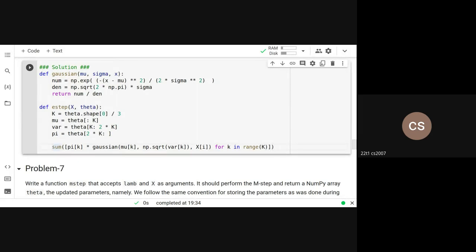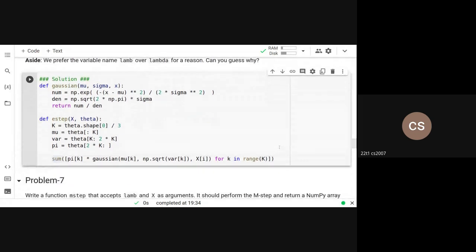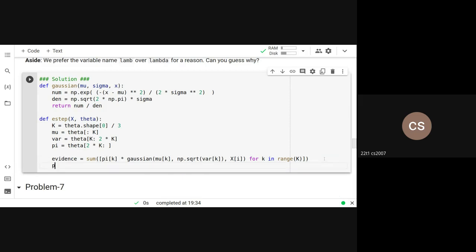Denominator in the Bayes rule, what is it called? Prior, posterior, likelihood? In the context of Bayes rule, what is the denominator called? Is it likelihood? Evidence. Yes, it's called the evidence. So this is the evidence. What we have computed is the evidence. What is the prior? It is the pi. So pi of k is the prior.